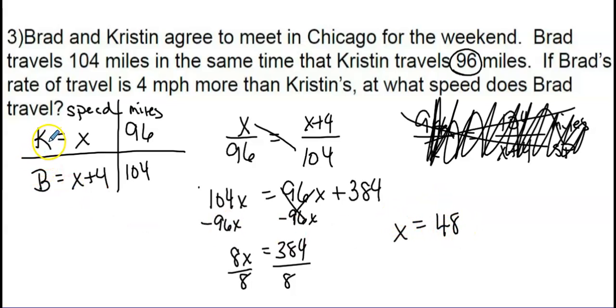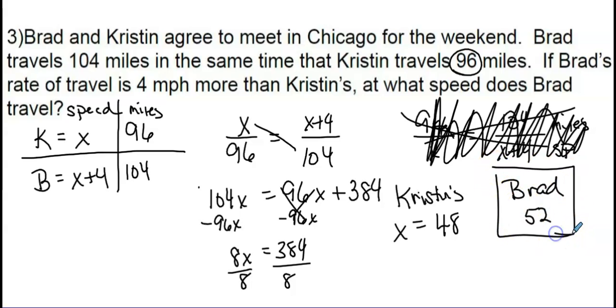What are they asking us? They're asking us for Brad's speed. So this is Kristen's speed, hers is X. It might have been a better idea to call Brad's speed X and Kristen's X minus 4. Doesn't matter, we still would have gotten the same answer. Brad's is 4 more than that, so Brad's is 52. So this is our answer right here.